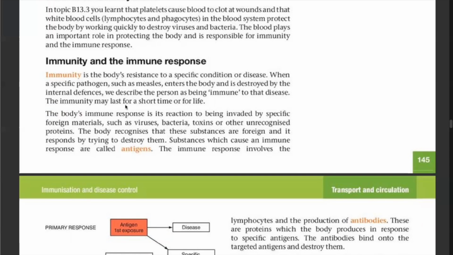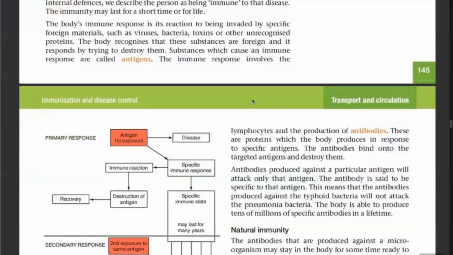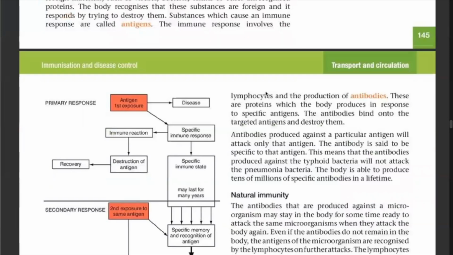Now, the body's immune system or immune response is its reaction to being invaded by specific foreign materials, such as viruses, bacteria, toxins, or other unrecognized proteins. The body recognizes that these substances are foreign and it responds by trying to destroy them. Substances which cause an immune response are called antigens. Remember, we just saw it, the antigens are what would be on the surface of bacteria and viruses and so on. Now, the immune response involves the lymphocytes. Remember, they produce the antibodies, and the production of antibodies, right?